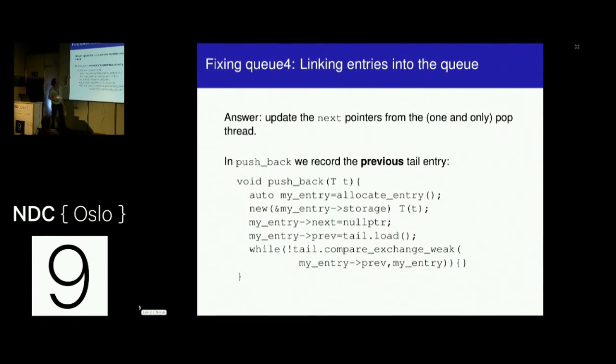So we allocate our entry by some means. We put our object in our storage. We clear out the next pointer because we don't know what it's going to be. We say the previous one is the current tail, and we repeatedly try to update the tail to point to our new node. Now, if this fails, the compare exchange actually reloads the first value, so we don't need to repeatedly call tail.load.